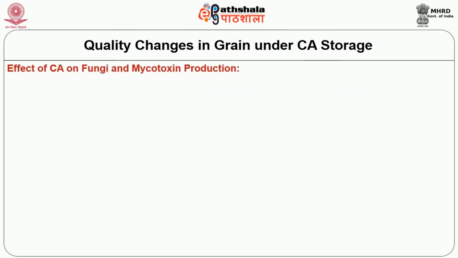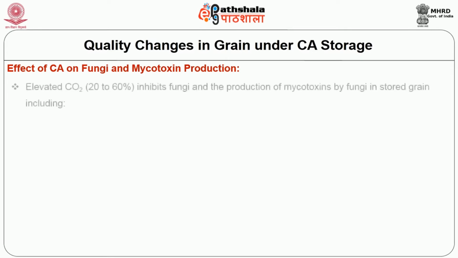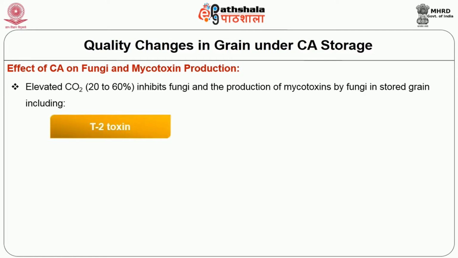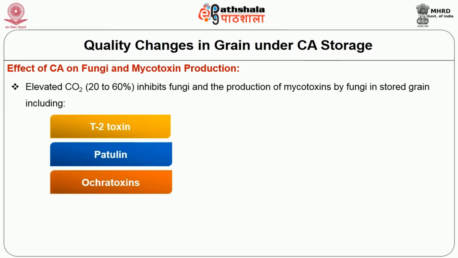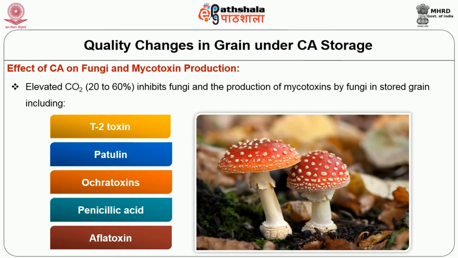Effect of CA on fungi and mycotoxin production. Elevated carbon dioxide at levels of 20 to 60% inhibits fungi and the production of mycotoxins by fungi in stored grain, including T2 toxin, patulin, ochratoxins, penicillic acid, and aflatoxin. Some species of Fusarium, Aspergillus, and Mucor are tolerant to high carbon dioxide levels.